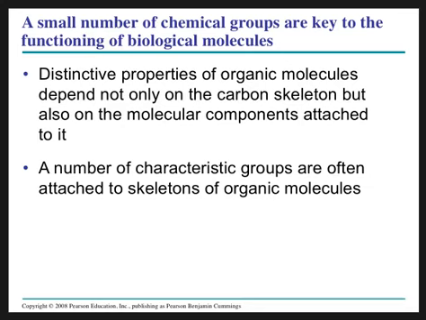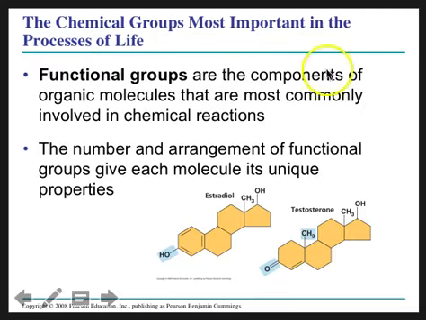Okay, so functional groups. Functional groups are a branch, or not even a branch, but something that's bonded to the carbon skeleton, and it has specific characteristics to it. So here we go. There's your full definition, and then it's the number and the arrangement, how they're put together, that give us our functional group.